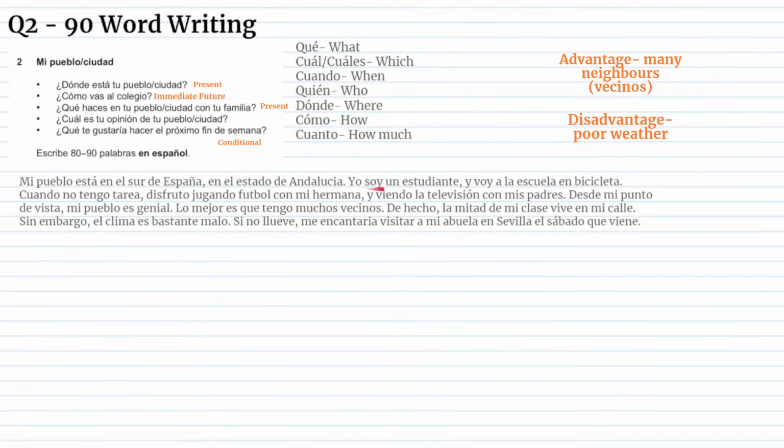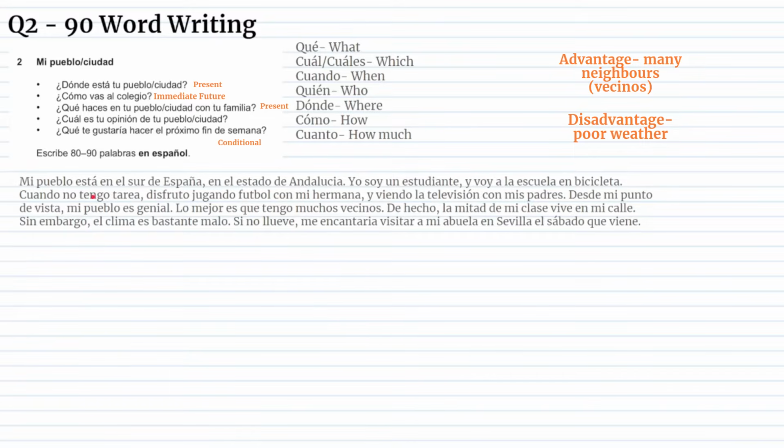So this is just a quick little transitioning phrase. Yo soy un estudiante y voy a la escuela en bicicleta, just providing some context. And as you can see, I've written it in the correct tense based on the question, ¿Cómo vas al colegio? Voy a la escuela. Again, I'm just using this as a transition. Cuando no tengo tarea, because the question is asking me what do I do with my family.